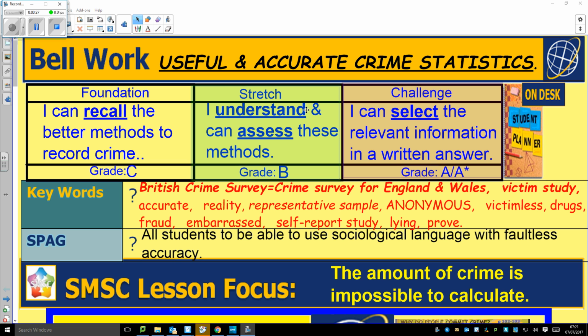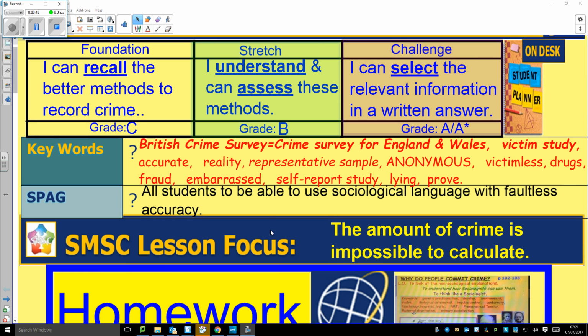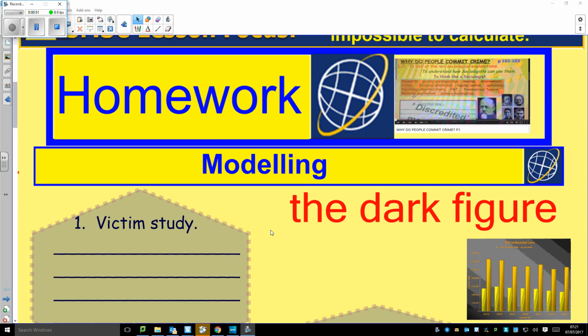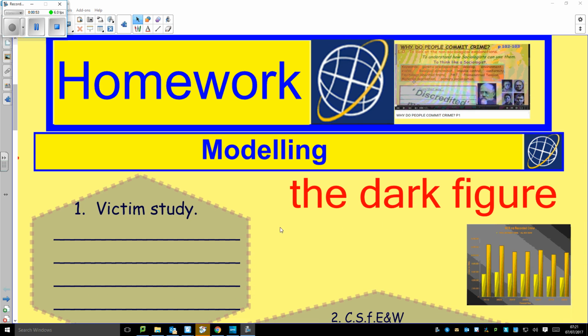No crime stats are. So they've got a British Crime Survey, equals the Crime Survey for England and Wales. Talk about that in a moment. A victim study: accurate, reality, representative sample, very important word. Anonymous, no names. Victimless: drugs, fraud, embarrassed. Self-report study: lying and prove. Let's crack straight on. So a victim study.